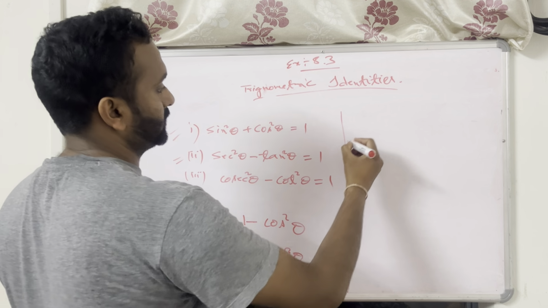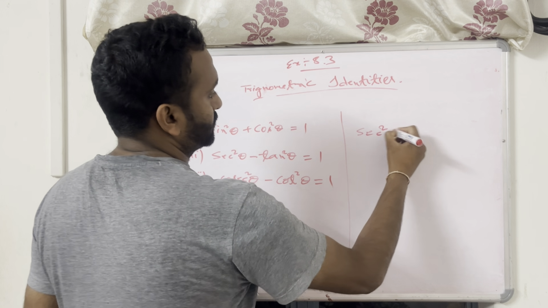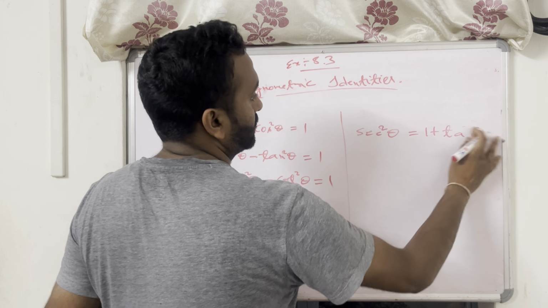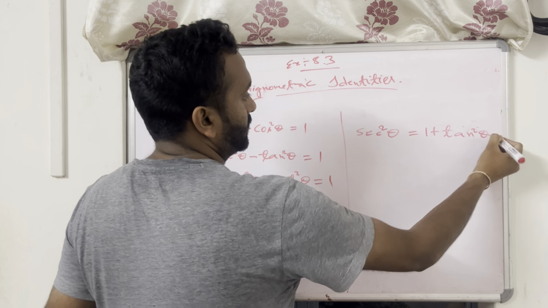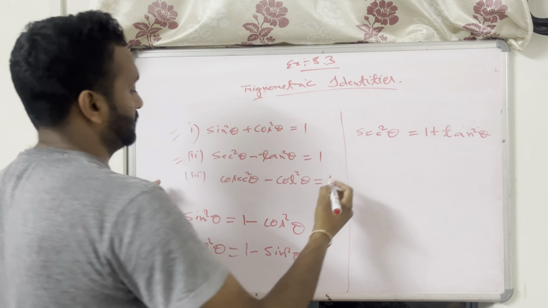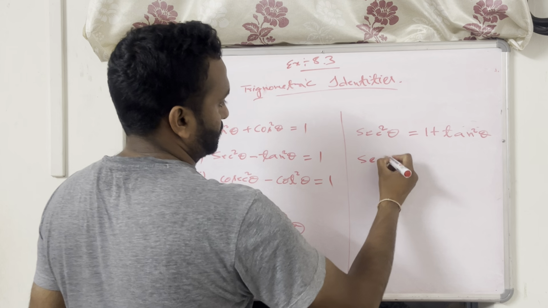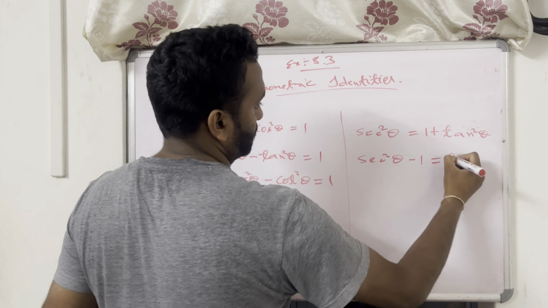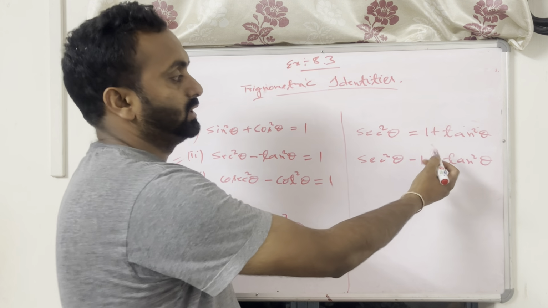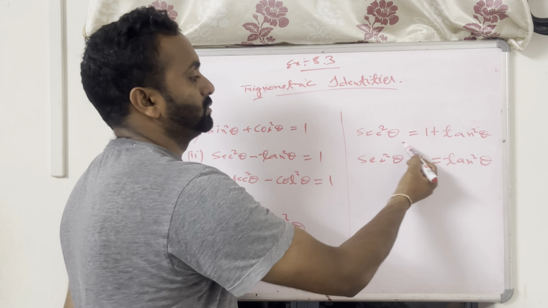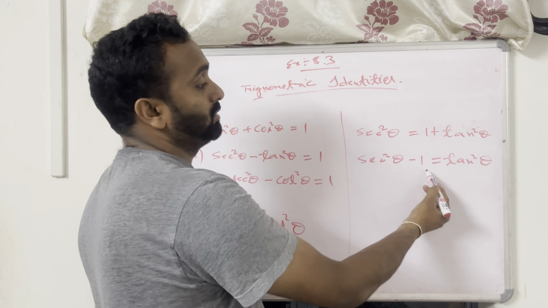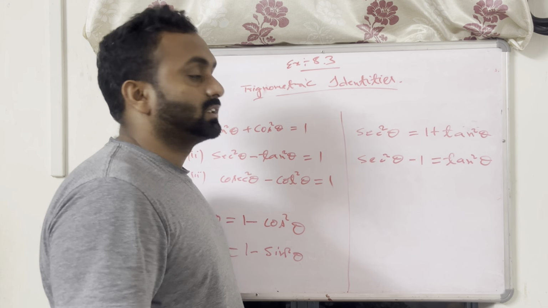Similarly, from identity 2, if you shift this minus tan squared theta to that side, it becomes plus tan squared theta, yes or no? So at that time sec squared theta will be 1 plus tan squared theta. Similarly, if 1 comes here and tan squared theta goes there, then sec squared theta minus 1 will be equal to tan squared theta. So anywhere you see 1 plus tan squared theta, you can substitute that as sec squared theta. Similarly, anywhere you see sec squared theta minus 1, you can substitute it as tan squared theta, and vice versa.